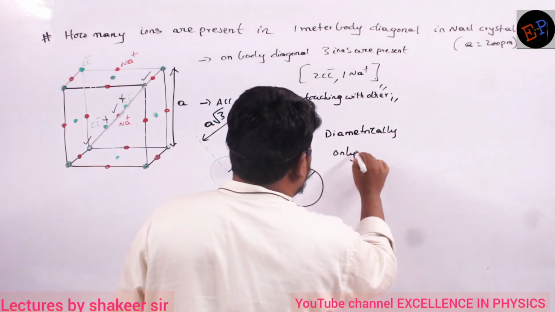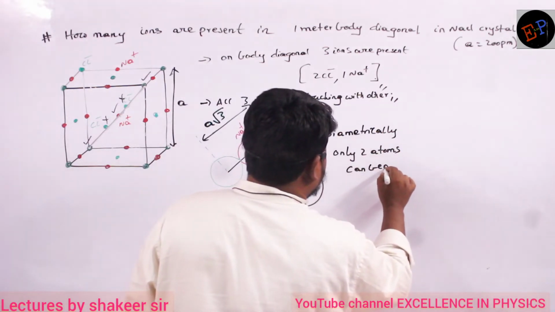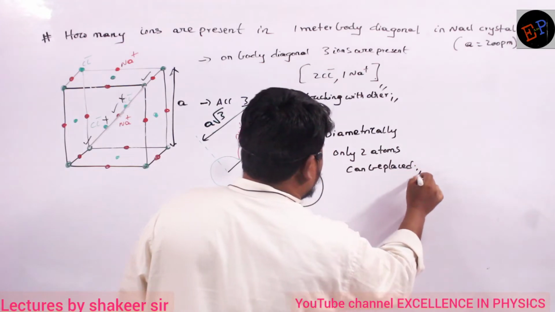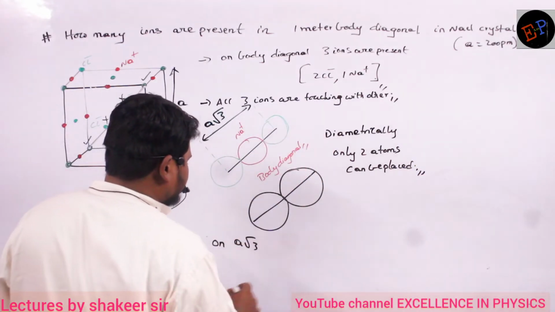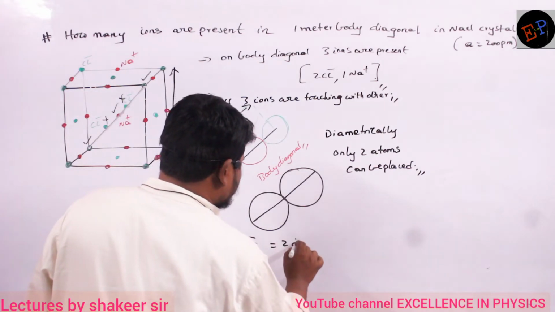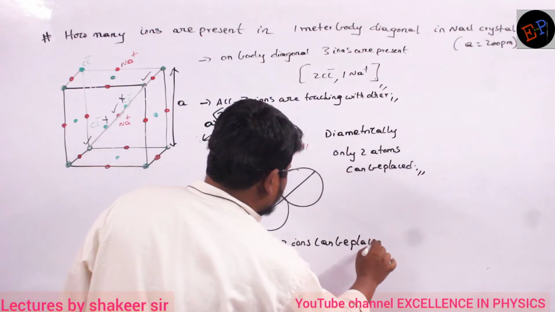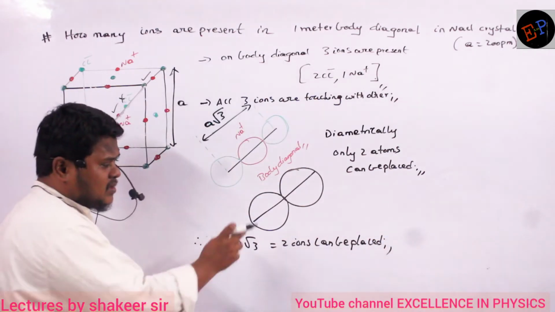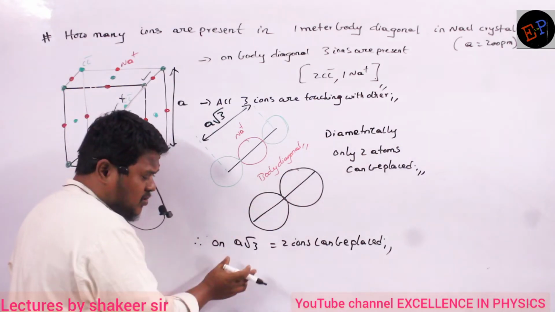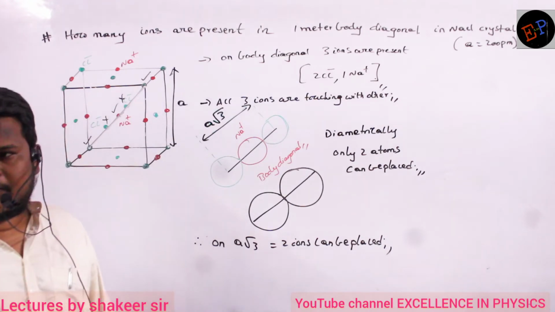Diametrically only 2 atoms can be placed. Is it correct? Okay. Therefore, on A root 3, 2 ions can be placed. What is meant by A root 3? Total length of the body diagonal. On the total length of the body diagonal, how many ions can be placed? Only 2 ions can be placed.